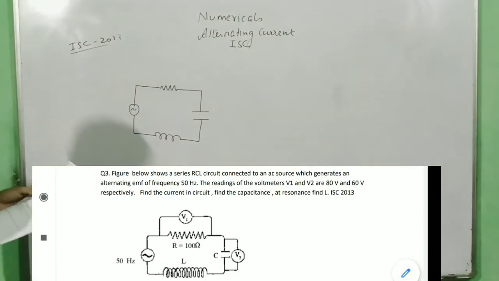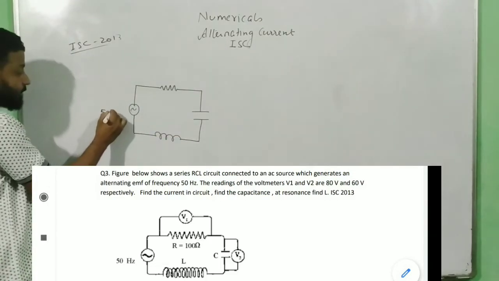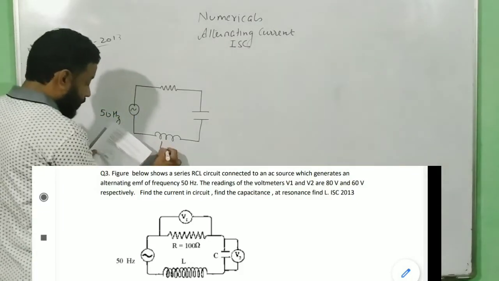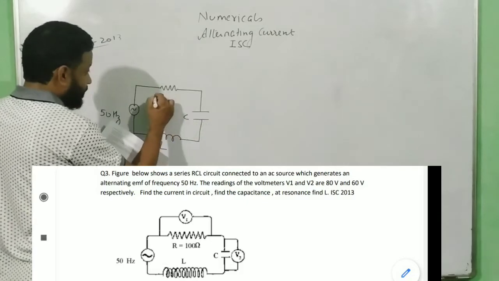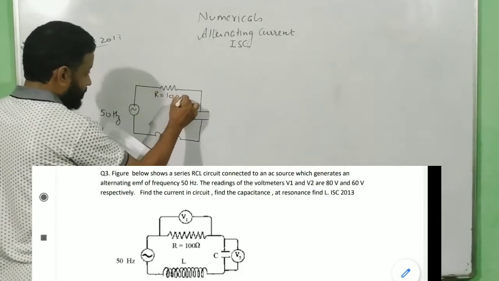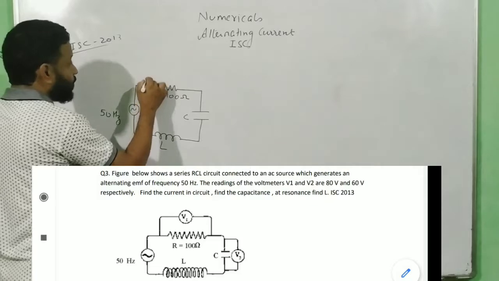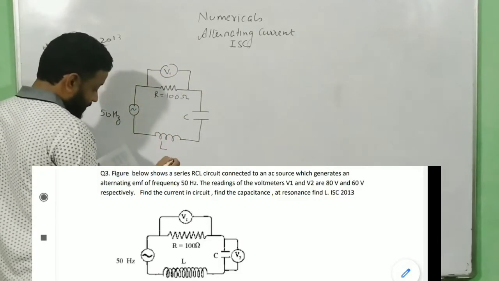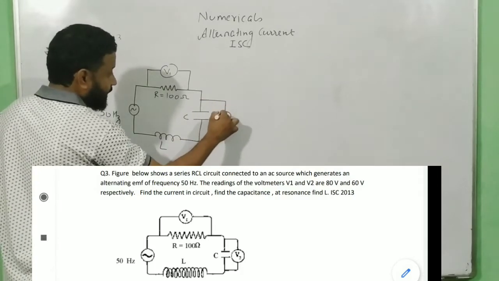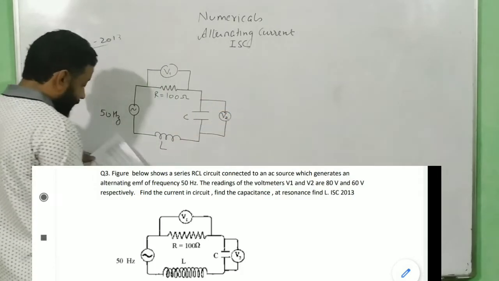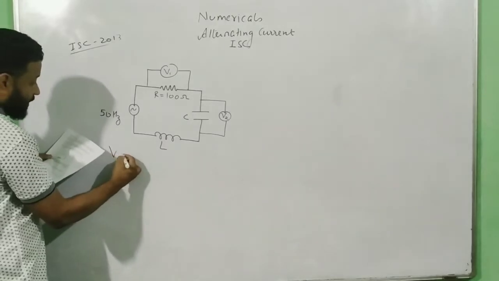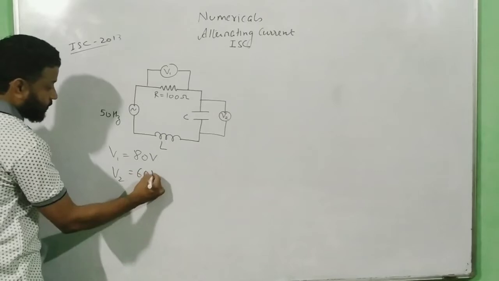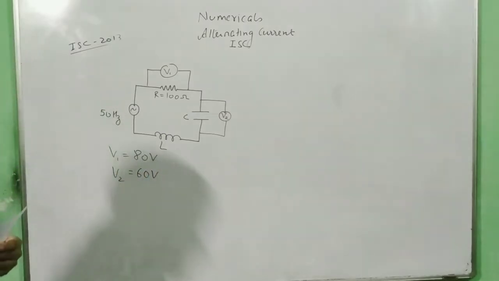So this is in series connection, and it says that the frequency of alternating EMF is 50 Hz, and there is an L over here, there is a C over here, and there is an R over here which is given as 100 ohm. Also, two voltmeters are connected. A voltmeter which reads V1 and then another voltmeter which reads V2. And the question says that V1 is equal to 80 volt and V2 is equal to 60 volts. These two data have been given to you.